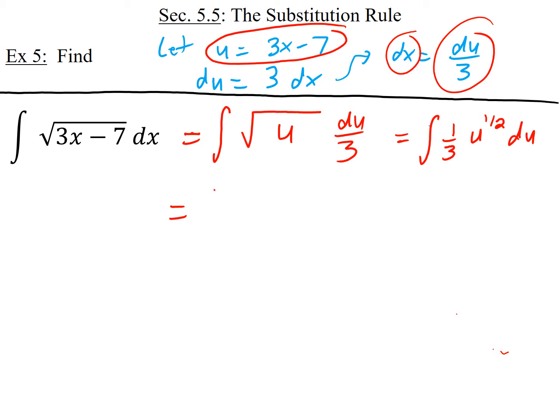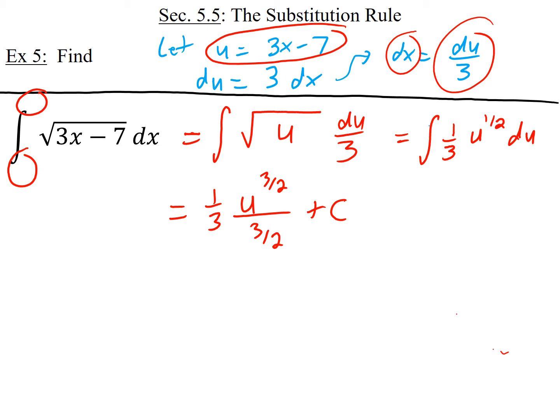So we got 1/3. And then when you integrate u to the 1/2, you have to add 1 to the power. When you add 1 to 1/2, you get 3/2. You get 3/2 over 3/2. Now this is an indefinite integral because there's no numbers on the integral sign. There's nothing there. So that means you have to put a plus c at the end. In other words, I'm asking you to find all the antiderivatives. So you put plus c.